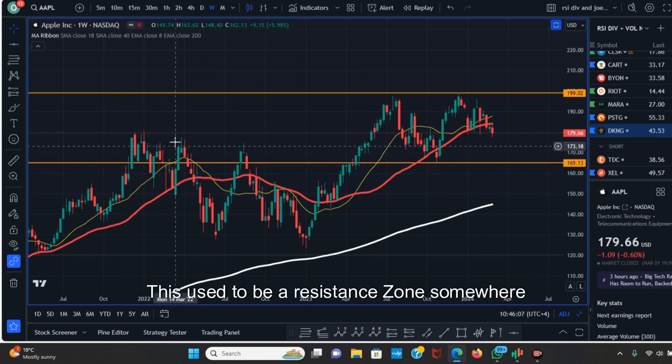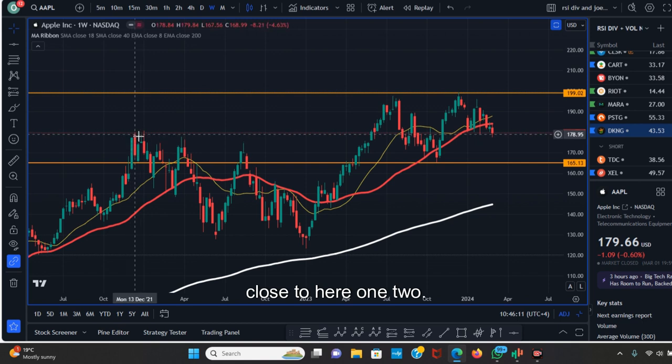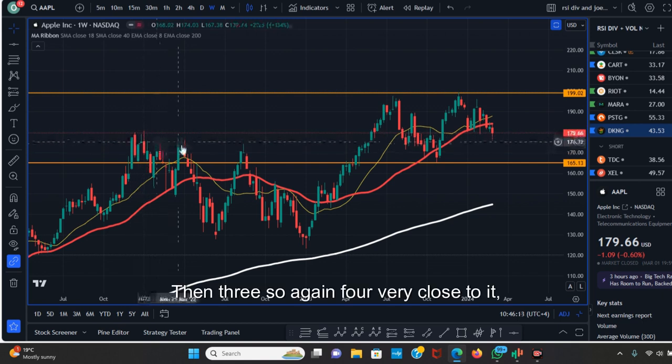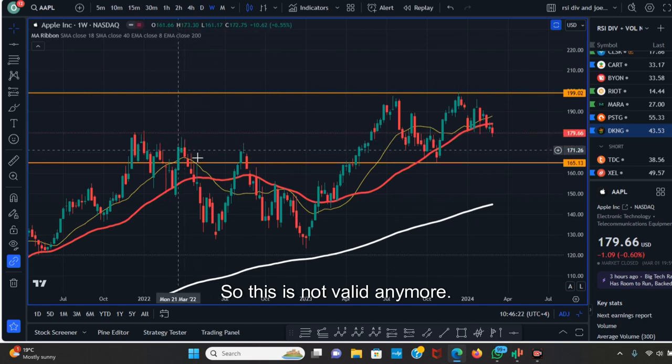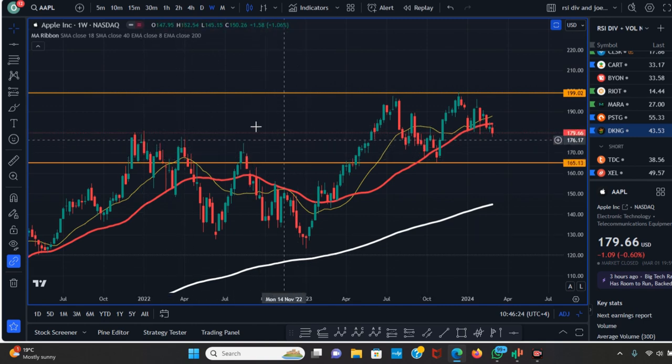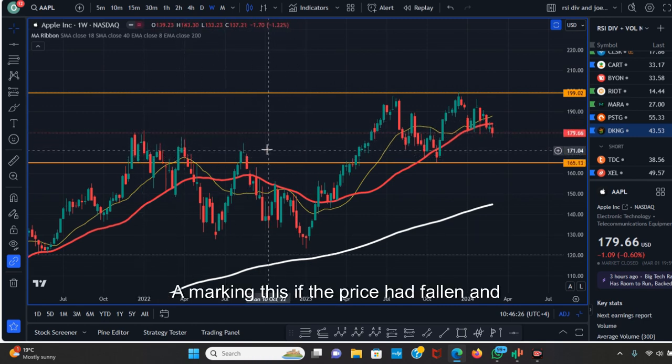This used to be a resistance zone somewhere close to here, 1, 2, then 3. So again 4 very close to it, but then here the price breached the resistance zone. So this is not valid anymore. So that's why I'm not marking this.